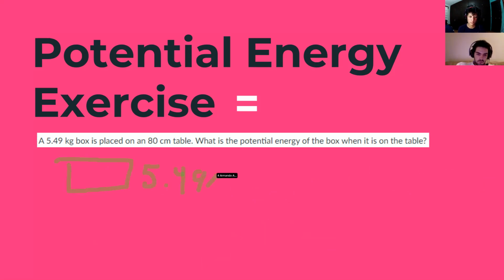Right here we have the formulas. The formula for the kinetic energy is 1/2 times the mass times the velocity elevated to the square. And here with the potential energy, it's only the mass times the height and times the gravity.